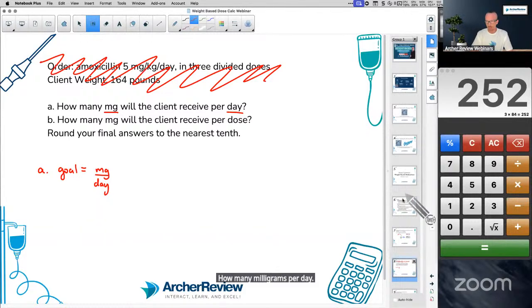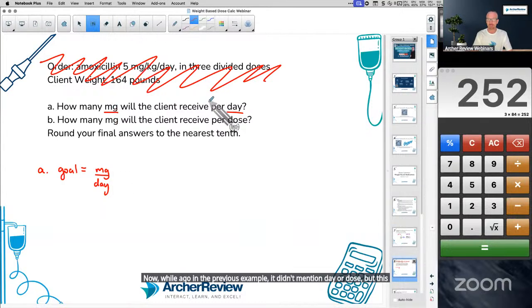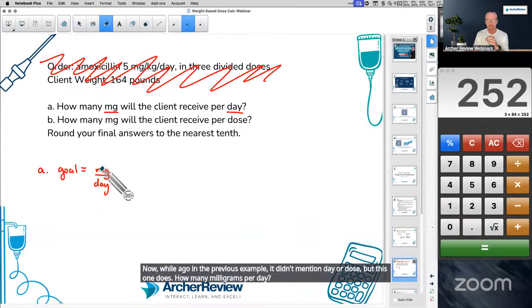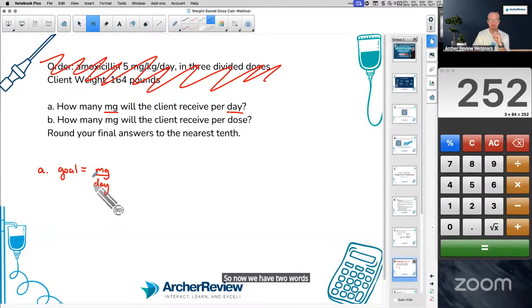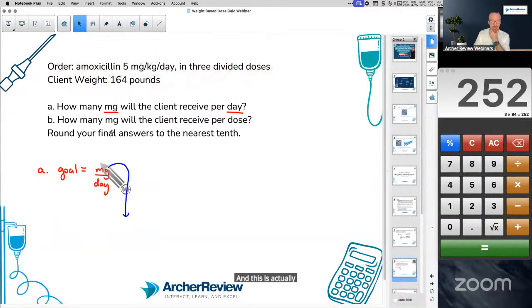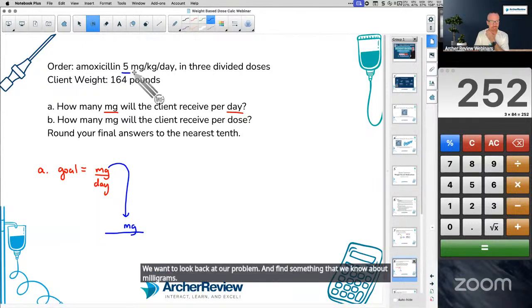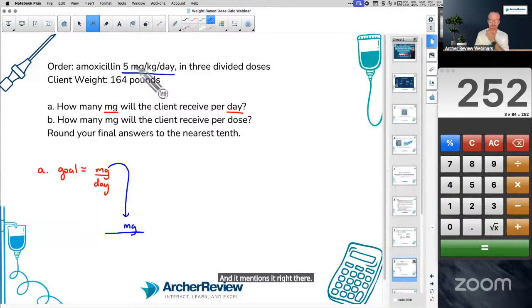Now, in the previous example, it didn't mention day or dose, but this one does. How many milligrams per day? So now we have two words in our dimensional analysis. We have milligrams at the top, we have day at the bottom. We're going to focus on this top word first. If we look back up here now, milligrams, we want to look back at our problem and find something that we know about milligrams. And it mentions it right there. 5 milligrams per kilogram per day.